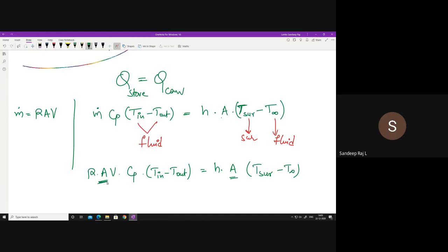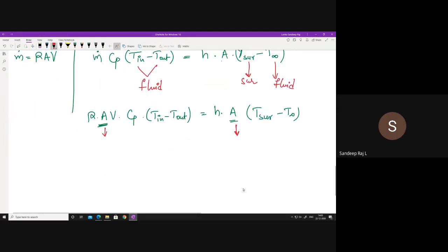The A that you have here on the left hand side, and the A you have here, are they the same? The area here is referring to the volume flow rate or the mass flow rate, so it will be measured with respect to the cross sectional area, whereas the area on the other side is referring to the area with which the fluid is interacting. So this will be pi d L.